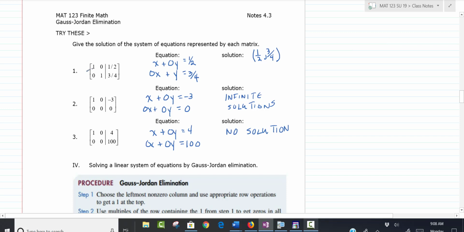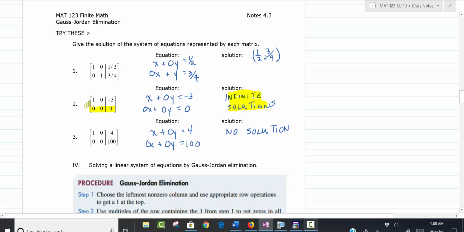So this first one, this is saying x plus 0y equals a half, then 0x plus y equals 3/4. So that means really that x equals a half and y equals 3/4. So you write your solution like that. That would be like a point of intersection. Okay, the second one, anytime you see this whole row of zeros, that means you're going to have infinite solutions.